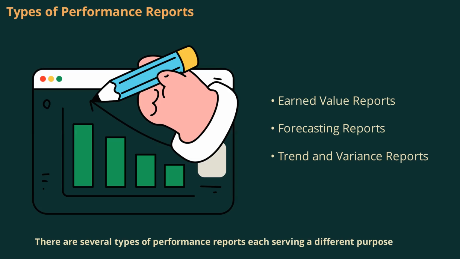There are several types of performance reports, each serving a different purpose. Common types include earned value reports, which integrate scope, schedule, and cost; forecasting reports, which estimate future performance; progress reports, which track completed work; status reports, which provide a snapshot of current activity; trend reports, which compare performance over time; and variance reports, which highlight differences between actual and planned progress. Choosing the right type depends on.